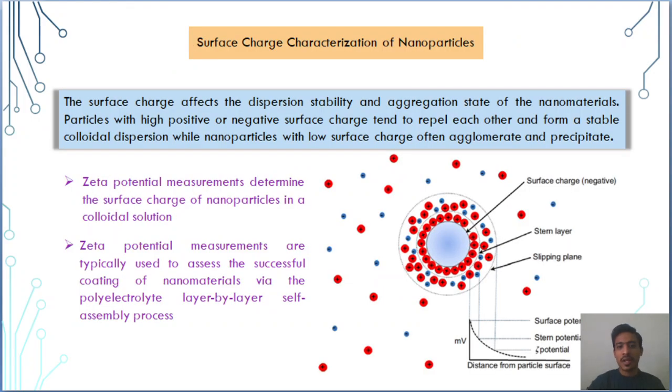Then the surface charge characterization is a very essential property of nanoparticles, which affects the dispersion and stability or aggregation state of nanoparticles in the liquid medium. The surface charges tend to repel each other and form a stable colloidal suspension in liquid media. So we can calculate the surface charge by using the zeta potential measurement using the zetasizer.